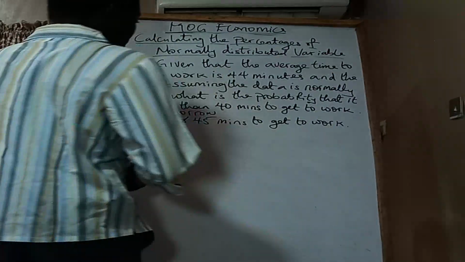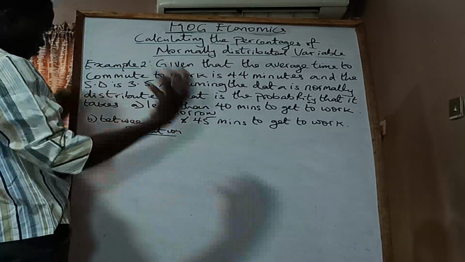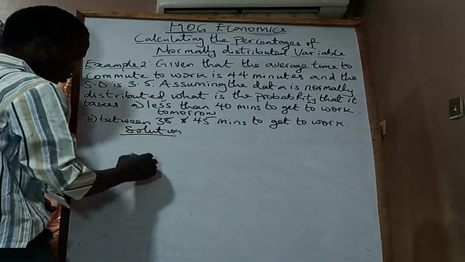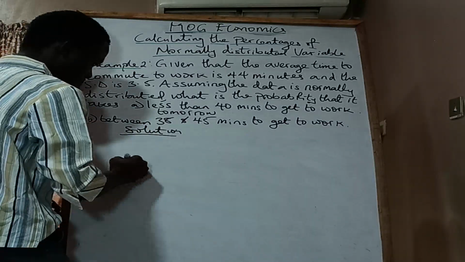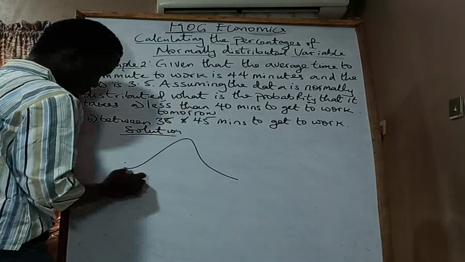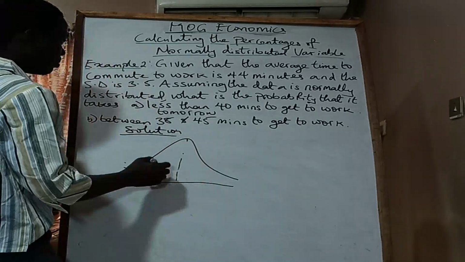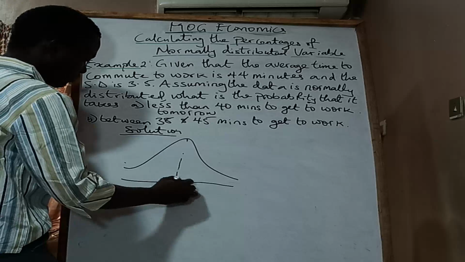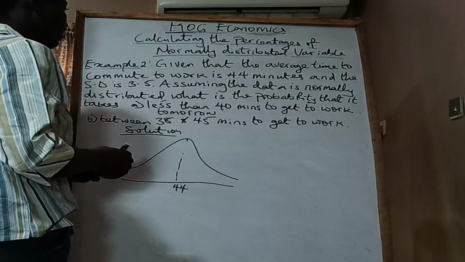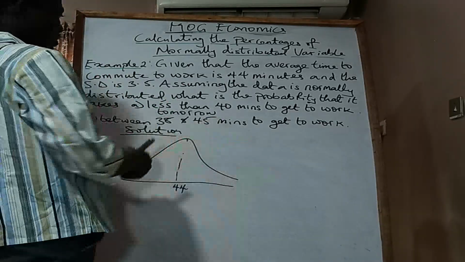So I think it's not actually necessary, except maybe as a theory question, to draw the normal curves, but to give a graphical representation of what we're doing, let's still draw it. From the question, the average is 44 minutes. Then it says we are looking for the probability that it takes less than 40 minutes to get to work. So where do we locate our 40 minutes?